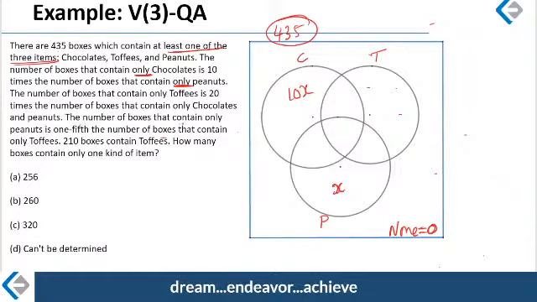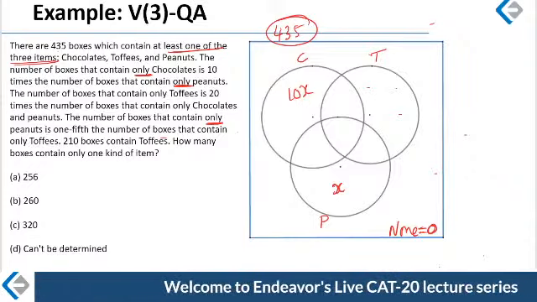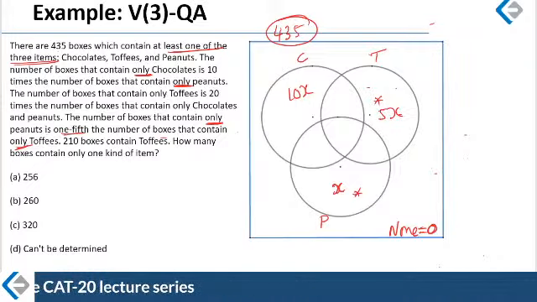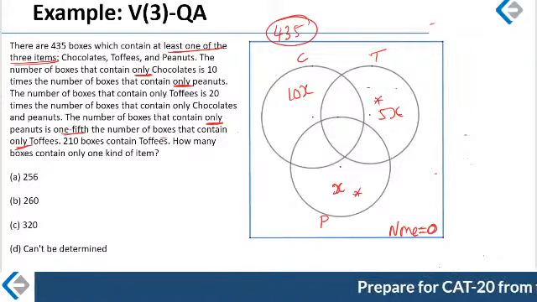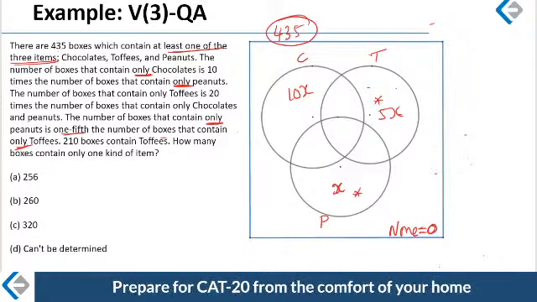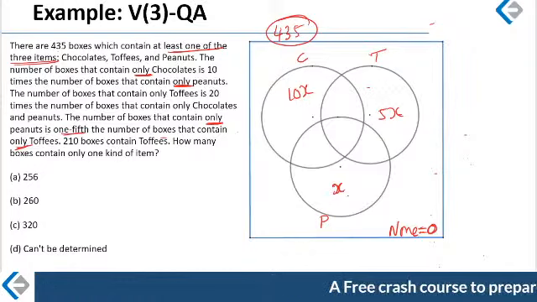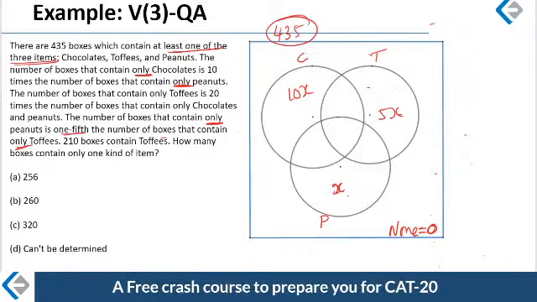The number of boxes that contain only peanut, again the word is only, is 1/5 of the number of boxes that contain only toffees. Only peanut versus only toffees. 1/5 of means toffees is 5 times peanuts, because you already had the variable x here. So you would be writing it as 5x. Perfect, that fits in. Now the information is done.